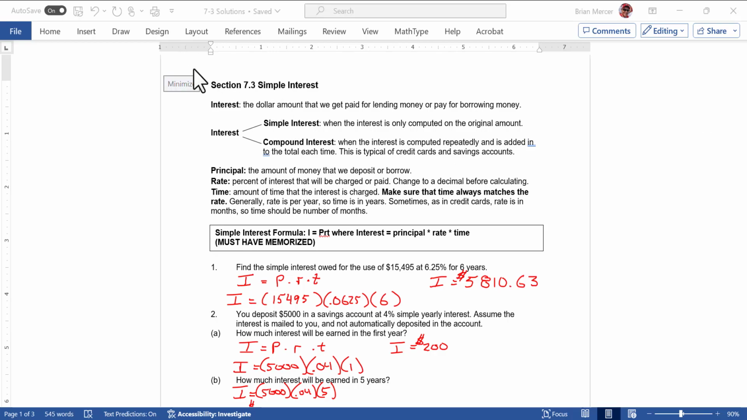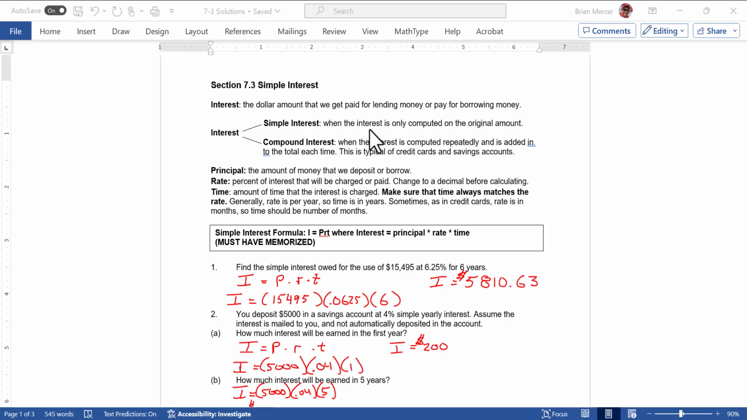So with this lesson, we're going to talk about simple interest. We'll relate it to compound interest, which is still part of the same ALEKS assignment, but break apart simple interest in section 7.3 and compound interest in section 7.4. The important thing to know about interest in general is that it's the dollar amount or a fee that we get paid for lending or borrowing money.